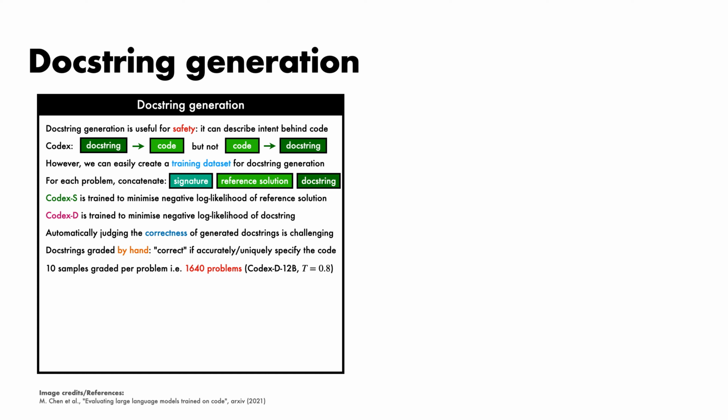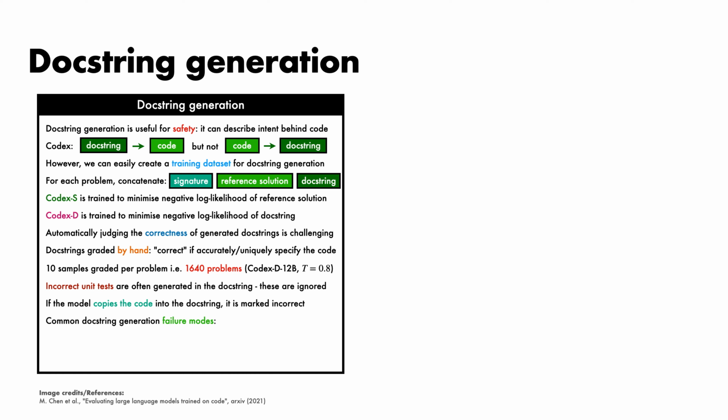With regards to evaluation, it is found that when generating docstrings, Codex-D often also generates incorrect unit tests. These are ignored in the grading procedure. If the model chooses to copy the whole code into the docstring, it is marked as incorrect. Some of the common failure modes that were observed for Codex-D docstring generation included cases when it leaves out an important detail, such as that the answer must be given to 2 decimal places, or when it overconditions on the function name and generates a docstring that is unrelated to the function body.